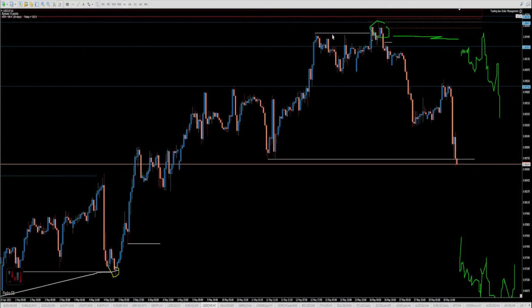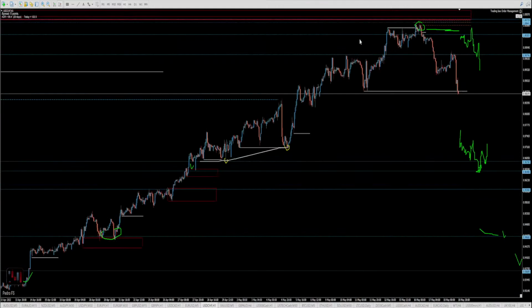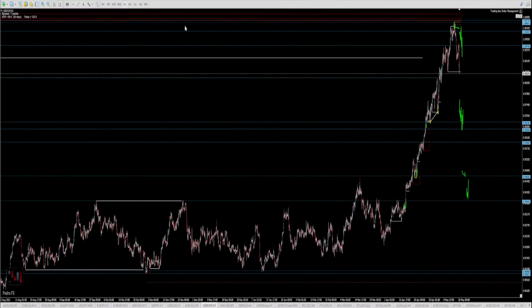I started seeing this accumulation of highs in here, which was quite interesting. We also had, if you take a look at the bigger picture, it's holding.